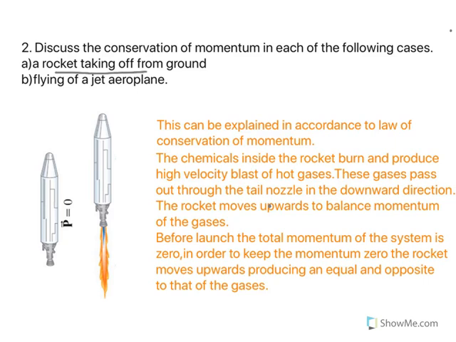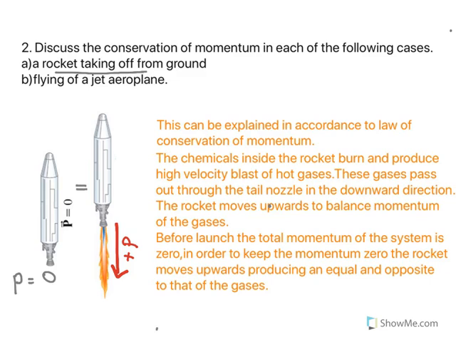Rocket taking off from the ground. Before launch, the rocket is at rest, hence the total momentum is zero. During the launch, a large amount of gases are burnt and they are pushed or they move in the downward direction. So this momentum is in the downward direction. Say it is plus P. Now the total momentum before impact should also be equal to the momentum after impact.